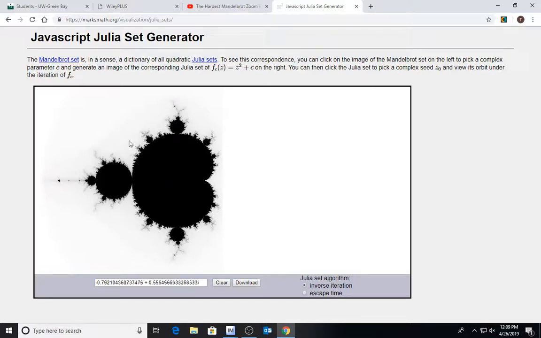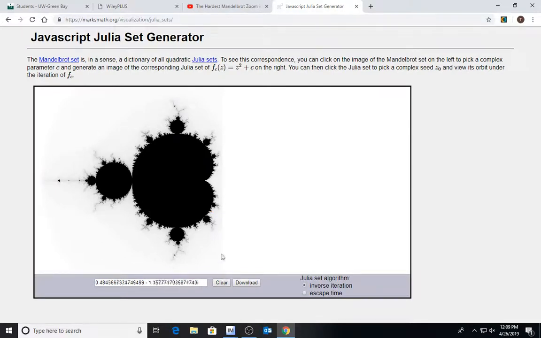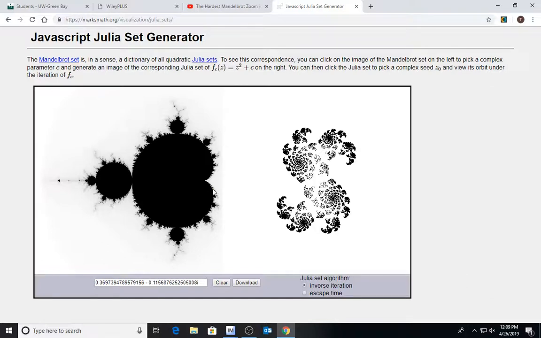Okay, now I'm going to click over here. Will I get a connected Julia set or disconnected Julia set? Disconnected, yeah. And you see it's disconnected. The more interesting points are right around the edges. Then it's kind of hard to tell if they're right in the Mandelbrot set or if they're not right in the Mandelbrot set.